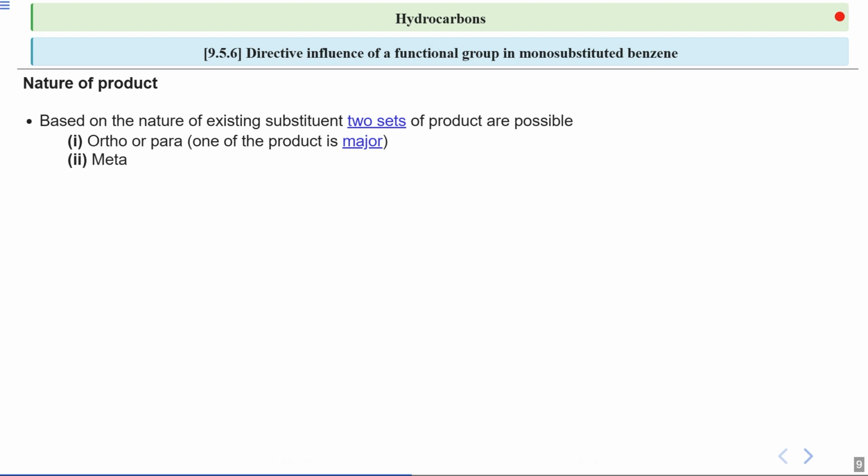So this is the first set. The second set is the meta-directing group. In ortho and para directing, both are produced, but one is the major and one is the minor. So this is the first set. In the second case, only the meta product is produced in predominant amount.